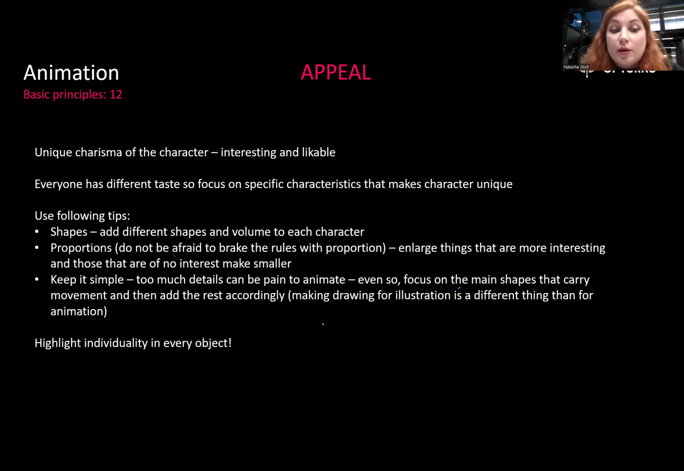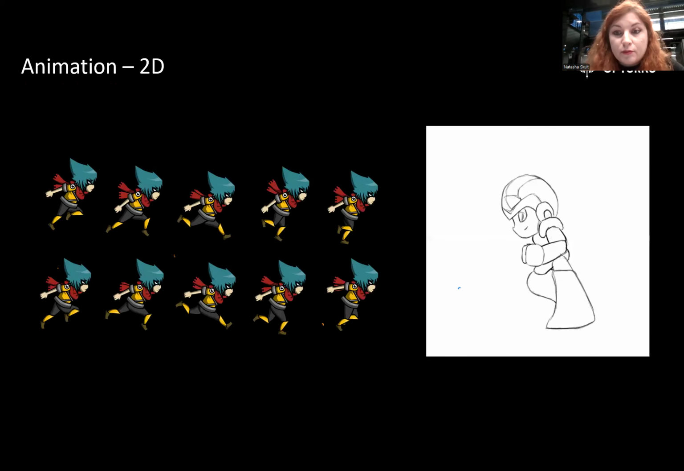No matter what. This is where you can add different shapes and volume for each character, depending on what you want to do. You also want to slightly adjust proportions, again not to be fully symmetrical, so that all of these will be recognizable in comparison to other objects and other characters. And this is where we are giving individuality to the objects or characters. So let me show you.